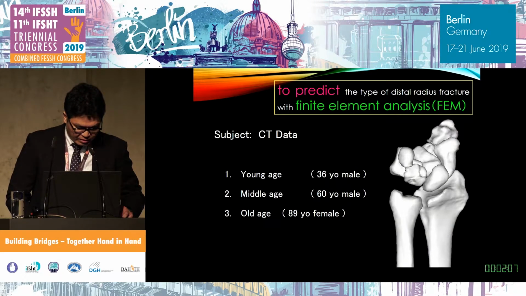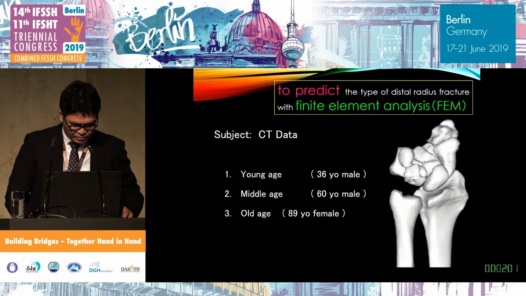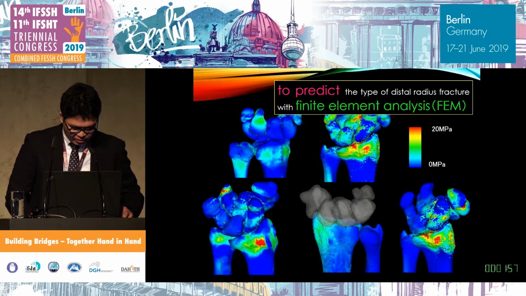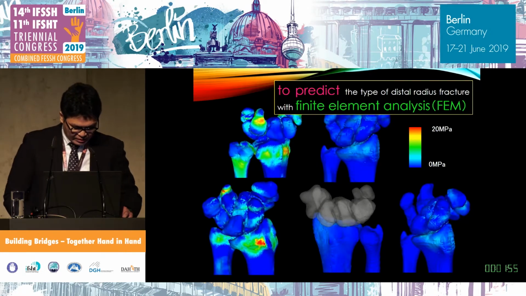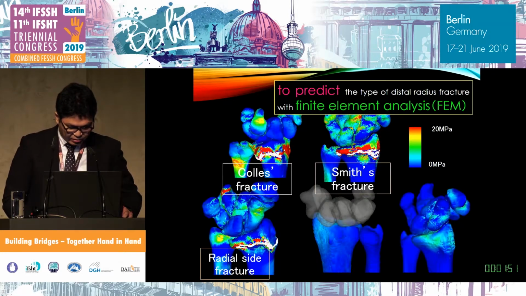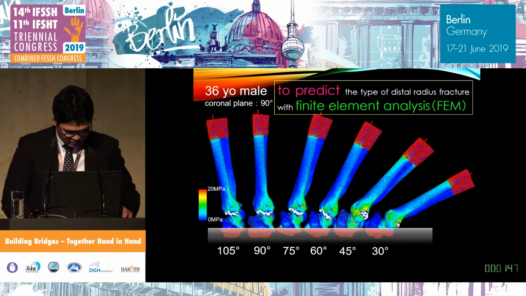First, finite element models were created to predict the type of distal radius fracture from CT data. Now, I would like to show you the movie about various types of fracture model, such as Colles fracture, Smith fracture, radial side fracture, chauffeur fracture, and scaphoid fracture.